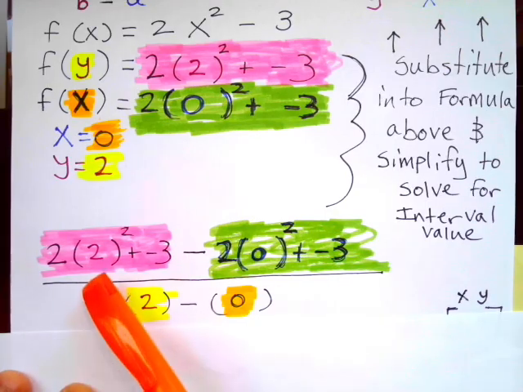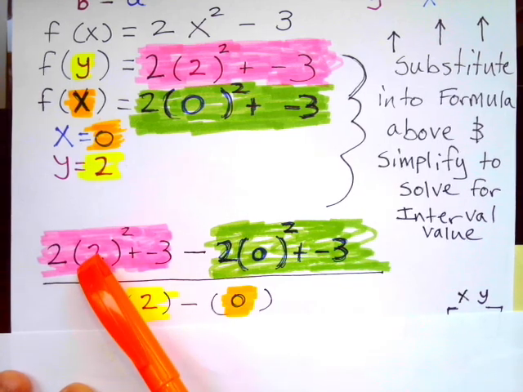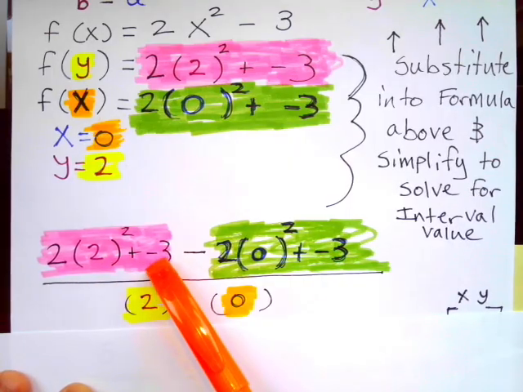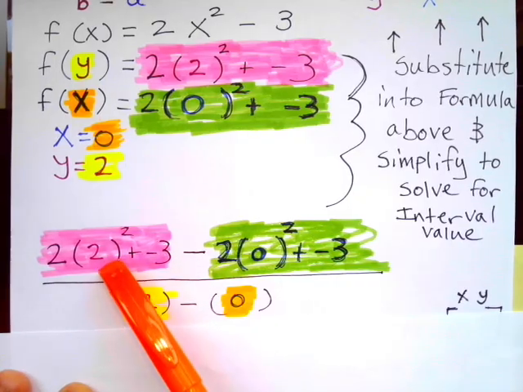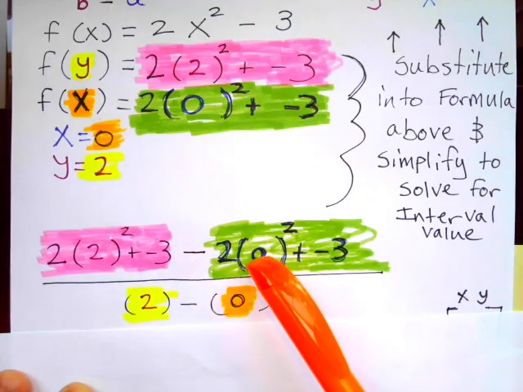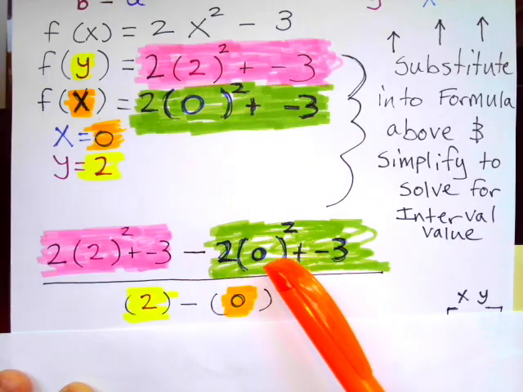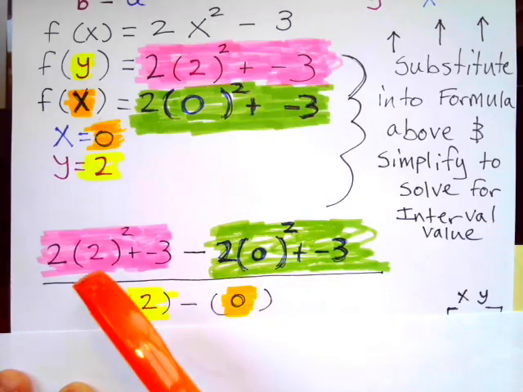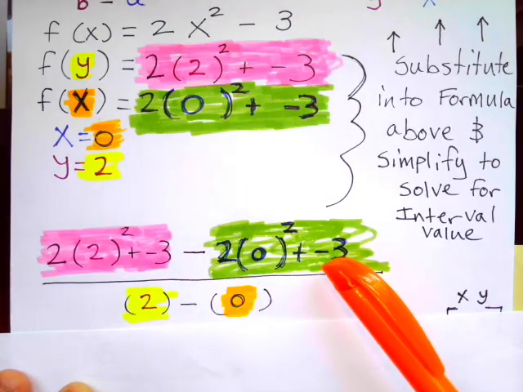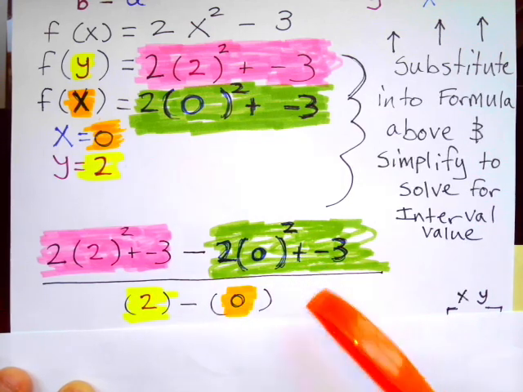Moving forward, 2 squared. Order of operations says exponents first, which is 2 squared is 2 times 2, which is 4. 4 times 2 is 8. 8 plus a negative 3. I've got $8. I owe you 3. How much am I left with? I'm left with a positive 5. Minus, so 5 minus anything times 0 is 0. So 0 squared is 0. 2 times 0 is 0. Plus a negative 3.